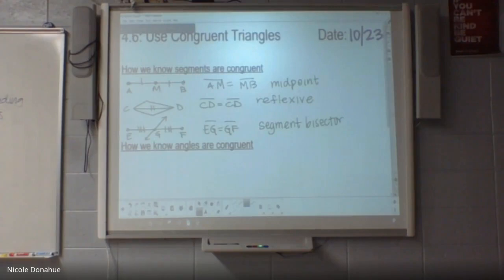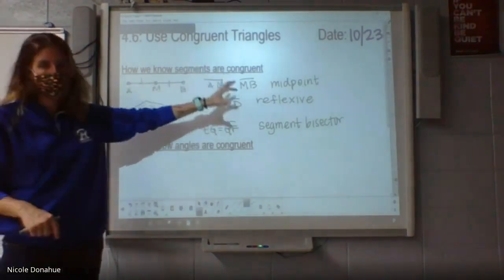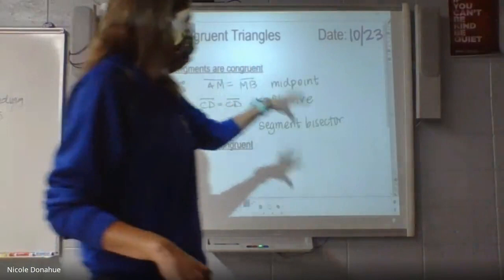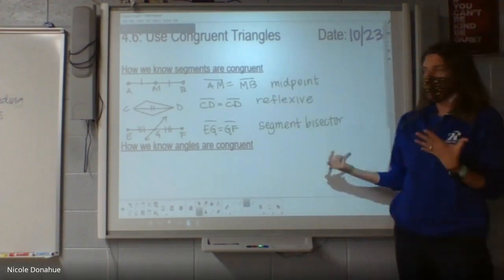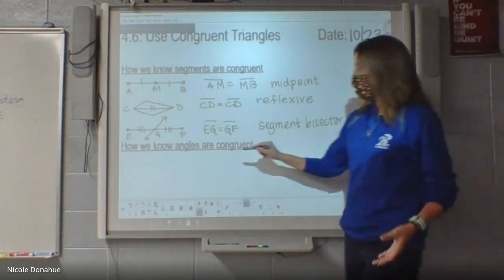So I don't need you to say more words than this. So midpoint's fine with me. Reflexive is fine. Segment bisector, I do want you guys to call it a segment bisector, so I don't think it's an angle bisector. Hopefully that's pretty clear when it's segment versus angle. It's either bisecting the segment or it's bisecting the angle. So hopefully that's clear.